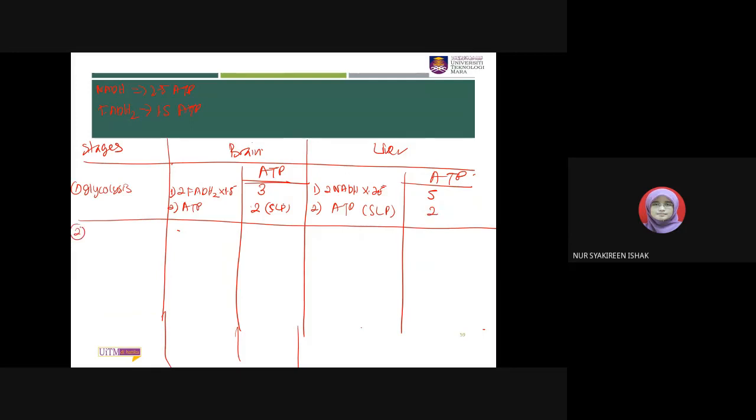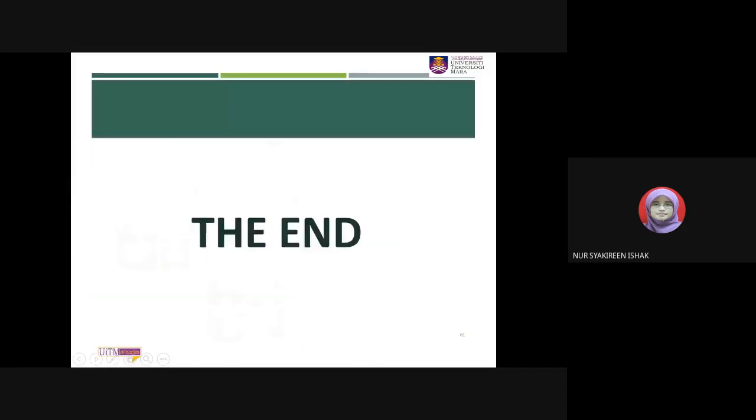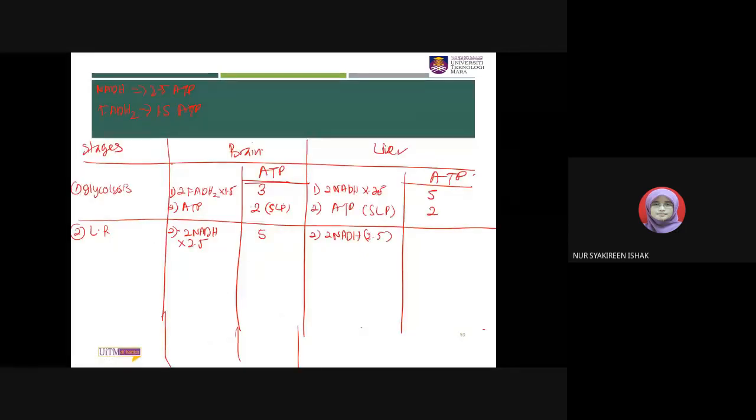Yang stage yang kedua adalah link reaction. Link reaction akan menghasilkan berapa NADH? 2 NADH. 2 NADH kali dengan 2.5 dapat berapa? 5 kan? Link reaction untuk liver pun akan hasilkan benda yang sama. 2 NADH kali dengan 2.5. Okay. So ini akan menghasilkan 5 ATP. The next stage adalah apa?